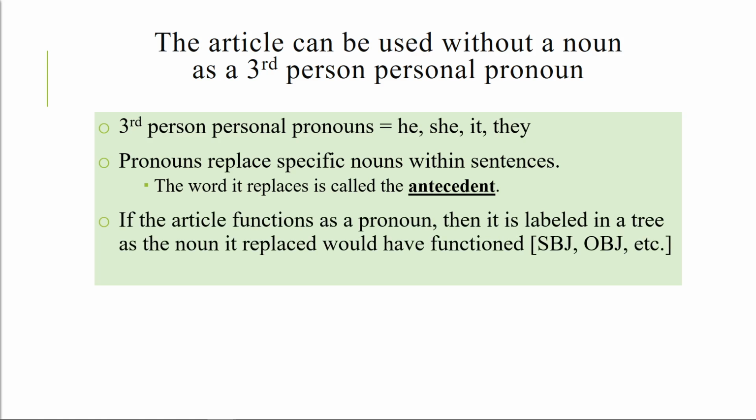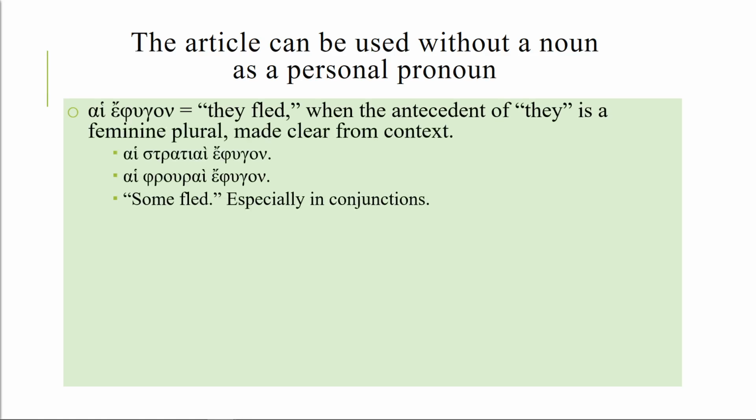have been labeled. What does that mean? Well, we'll see when we get to the trees. I'll give you examples. But for example, hai ephugon. You know ephugon means they fled. By putting hai there, we know that the they has to be feminine because it's a feminine article. So we know it from the context.